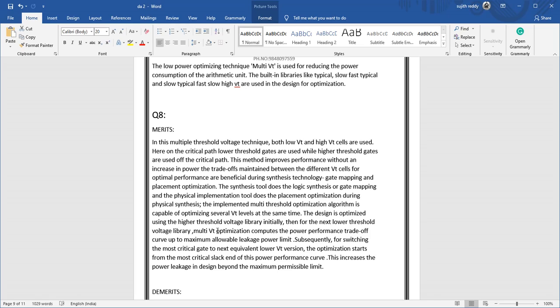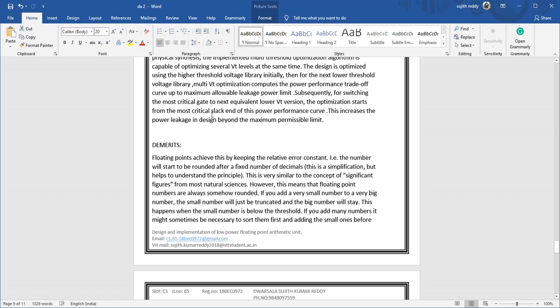Subsequently, for switching the most critical gate to the next equivalent lower voltage version, the optimization starts from the most critical slack end of this power performance curve. This increases the leakage power in the design beyond the maximum permissible limit. So the demerits: floating point achieves this by keeping the relative error constant.